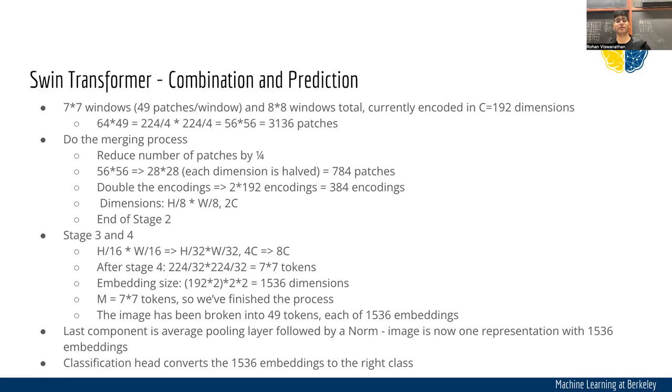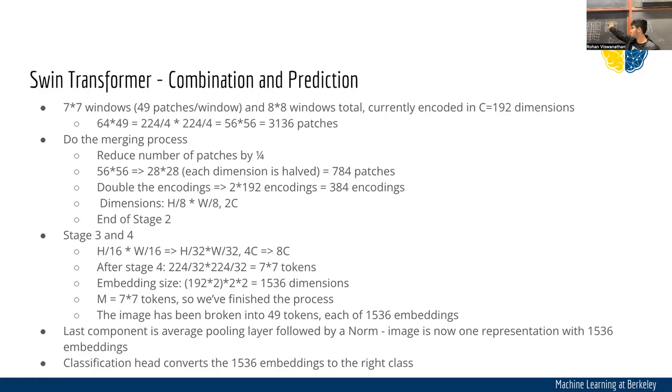M now equals 7 by 7 tokens. So when we get an M equal to our window size, when we have the same amount of tokens as patches in a single window, we know we finished the process, right? This makes sense because now we've broken up this image into a representation equivalent to our initial patch breakdown. The last component is an average pooling layer.